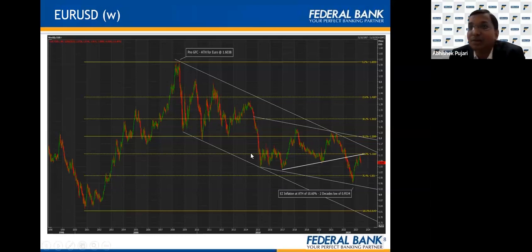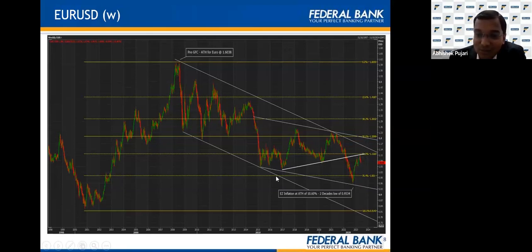As we have seen, in October 2022, inflation soared to an all-time high of around 10.6%. The euro hit its two-decade low and came below parity for the first time since 2003, reaching a level of 0.9534 in October 2022, before bouncing back to this 61.8% Fibonacci level, where it's finding steep resistance.